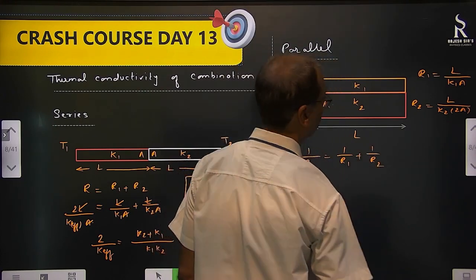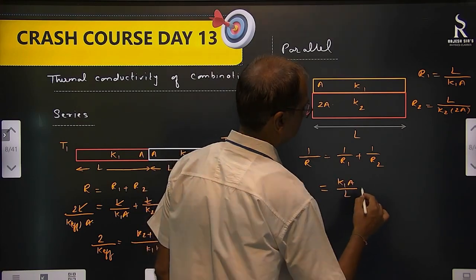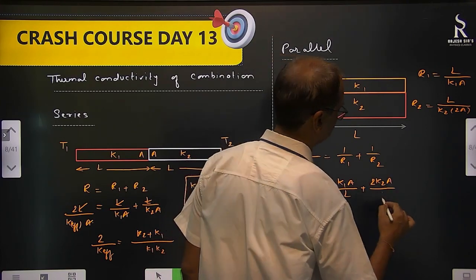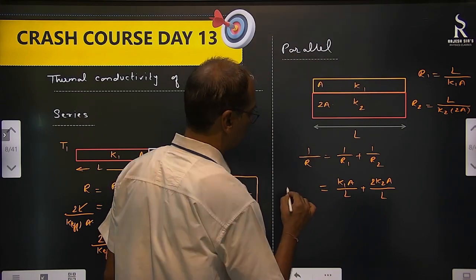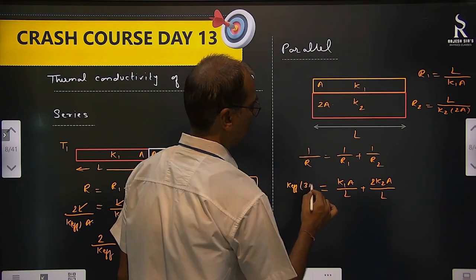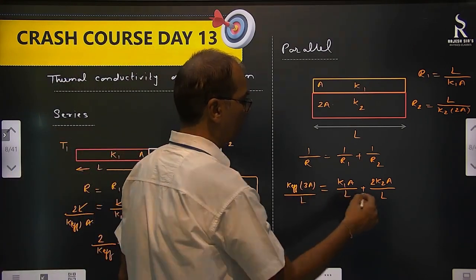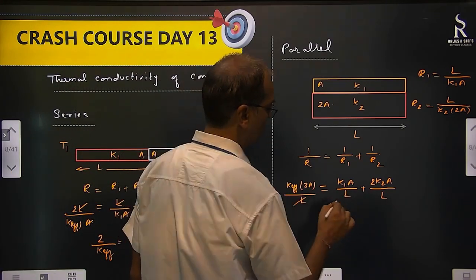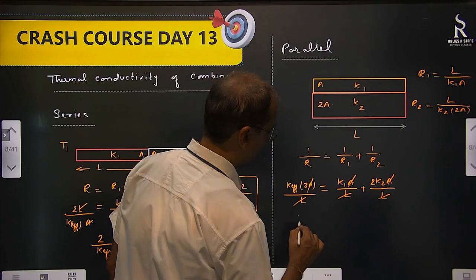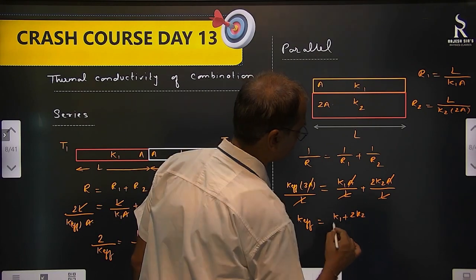Let's keep the values of R1 and R2. R1 is L by K1A, so this will be K1A by L plus 2K2A by L. So 1 by R we can write as K effective, and how much is the area? 2A plus A, that is 3A by L. You can see L gets cancelled, and area A and A gets cancelled. So what do we have now? K effective is K1 plus 2K2 by 3.